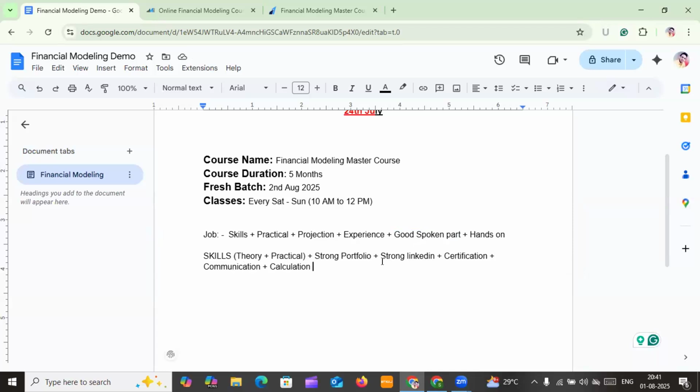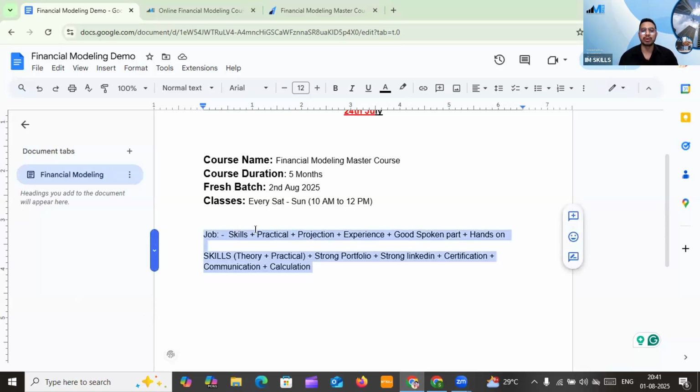Otherwise, it doesn't matter whether you have done a course with IIM Skills or from XYZ Institute. If you are not able to provide a satisfactory response to the company, they will not consider your profile. Very simple. So make sure whichever course you are looking at, you get all of this part in that course, if a job is what you require. This is for the job part, guys.